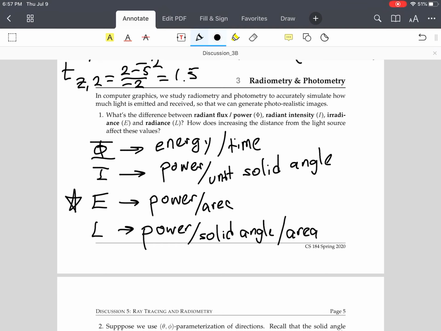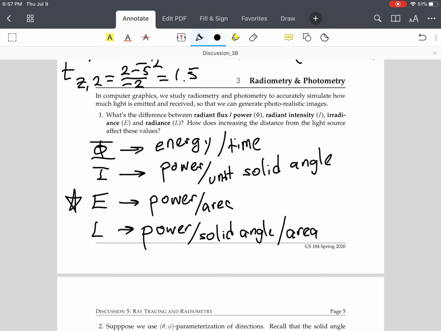Now let's look at irradiance, right? It's the power per area. So as we move this sphere outwards, as it gets bigger, the amount of power leaving the light source is the same, but the area of the sphere increases. So the area on which the same power is hitting increases, which means the irradiance will decrease. So that's going to change.